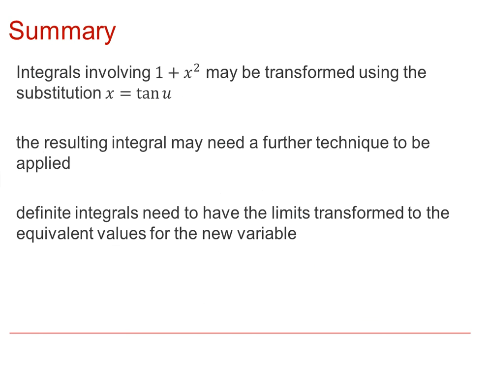In summary, integrals involving 1 plus x squared may be transformed using the substitution x equals tan u. We make sure that we relate this to the identity that sec squared x equals 1 plus tan squared x, and also note that when we differentiate tan x, we get sec squared x. When we integrate sec squared x, we get tan x. We also need to note that cos and sec functions are reciprocals.